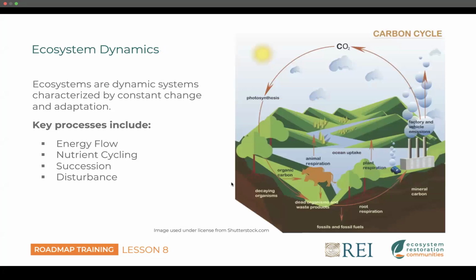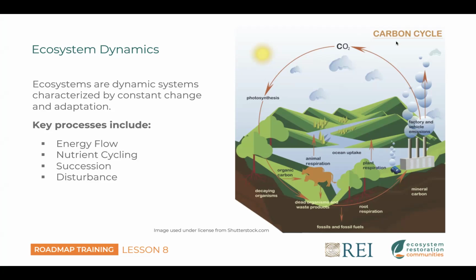So in the next slide, we have ecosystem dynamics. I'm just going to show you, I'll move myself over, one system. So we have many dynamic systems within our ecosystems, things like energy flow, nutrient cycling, successional processes, disturbance processes. So all these things are happening in cycles.